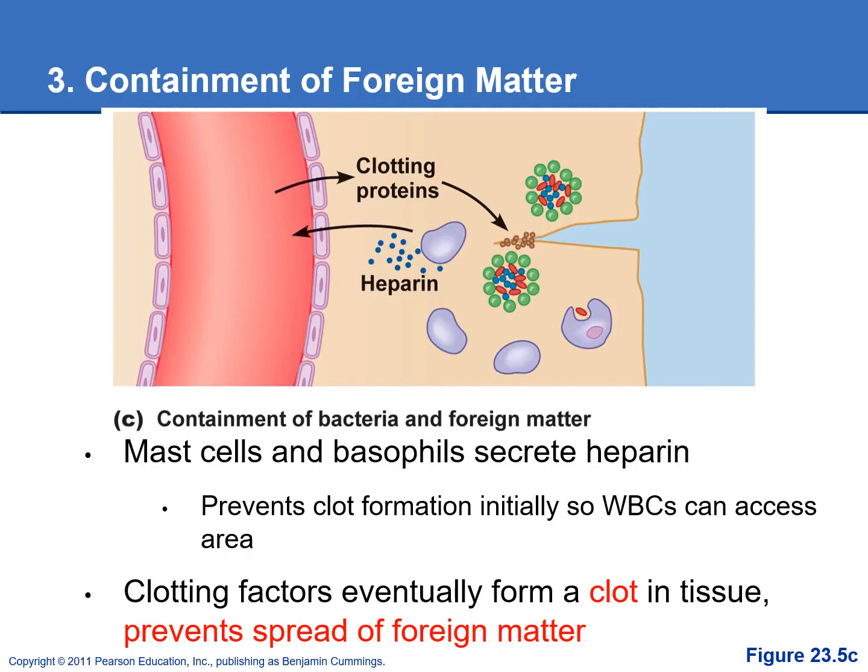So mast cells and basophils are also going to be secreting some heparin, which will prevent the blood from clotting in the area at first. And that's just because you want the blood flowing and making sure that your white blood cells can get into that area. And clotting factors will leak out of the blood into the injured area because you've increased the permeability of the capillaries, and that will obviously stop the bleeding.